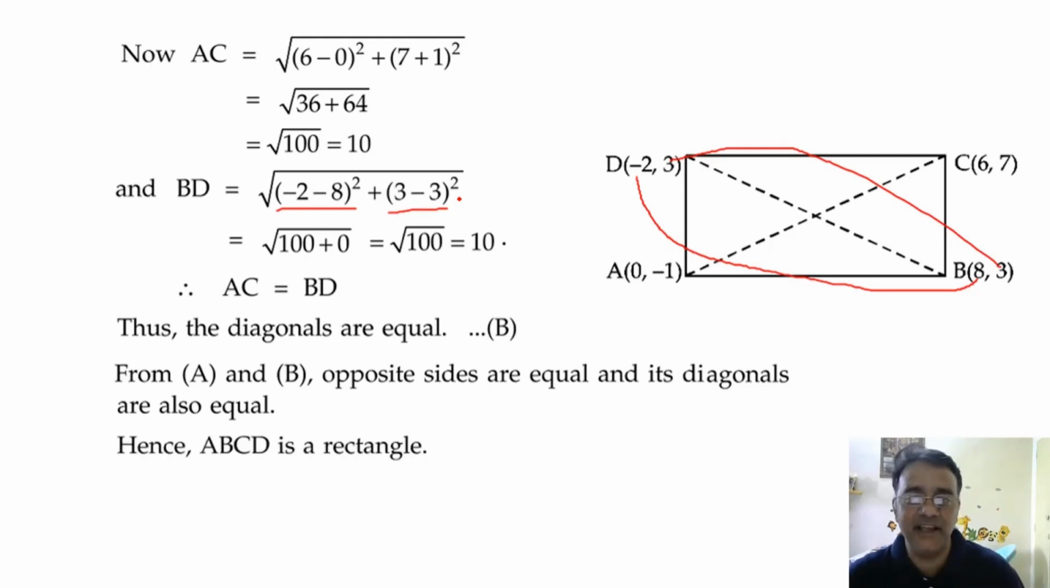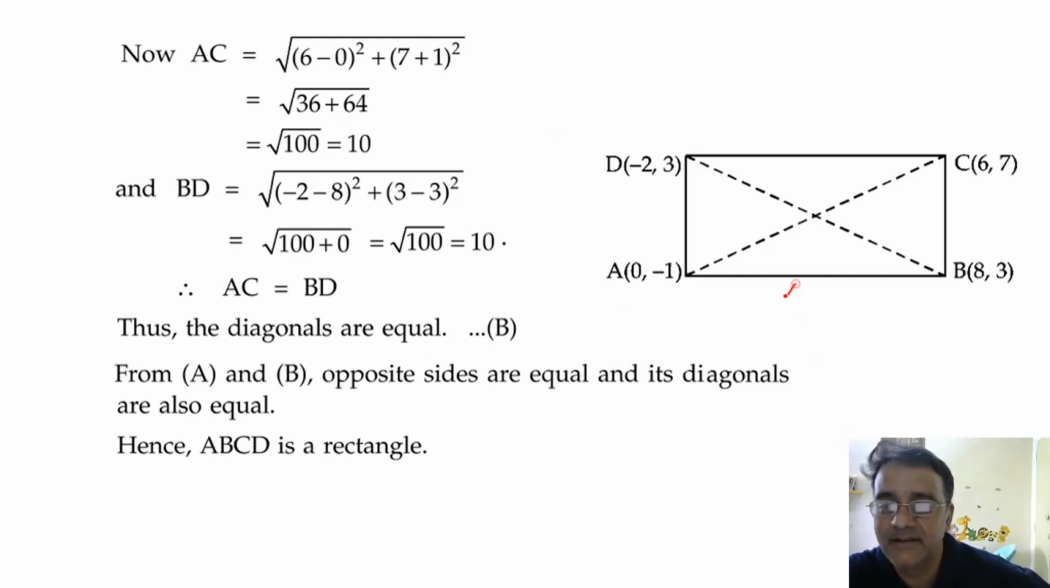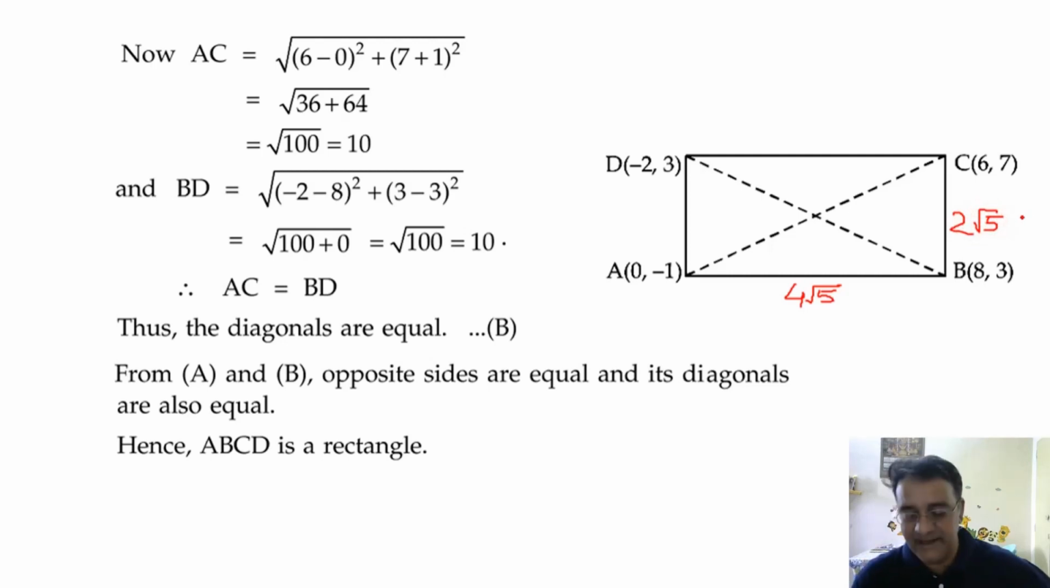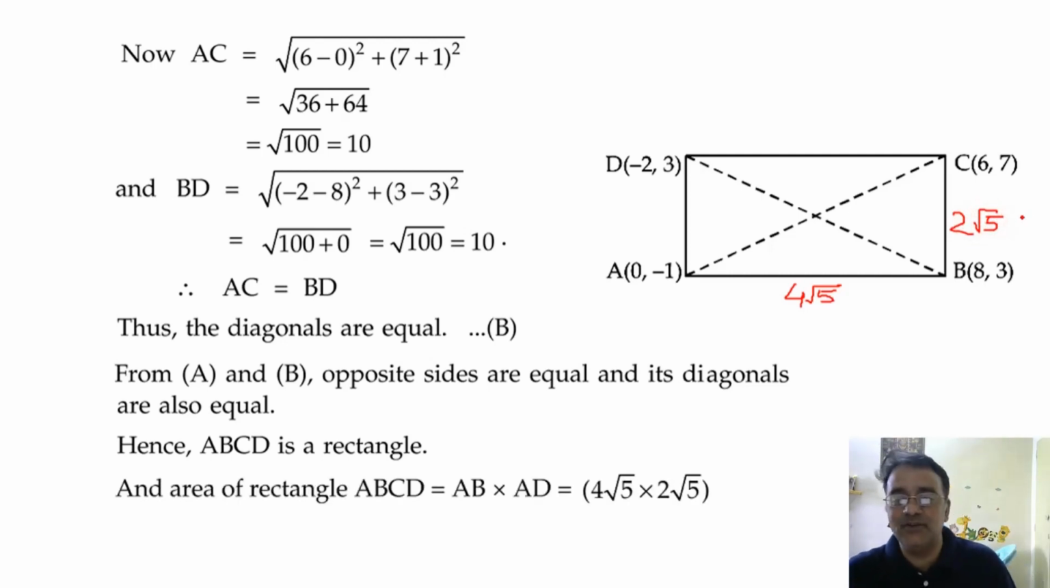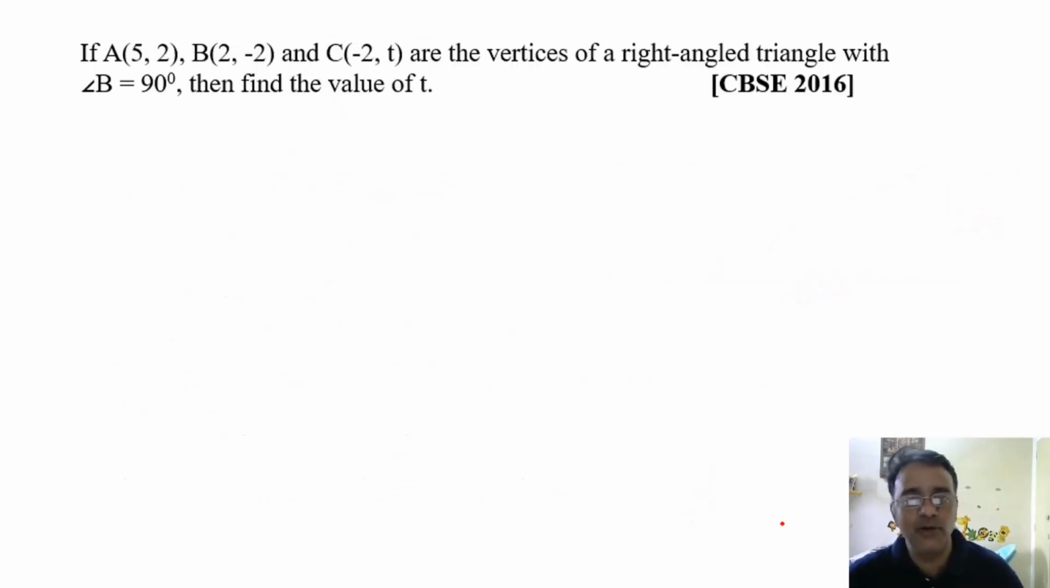Now we have to find area. What is area of rectangle? L into B. Right. So length we got 4 root 5 and breadth we got 2 root 5. So L into B, that is 4 root 5 into 2 root 5. What do you get if you multiply these two? 40. Right. Very good. 40 square units. Okay. Now we'll move towards one more very good question.